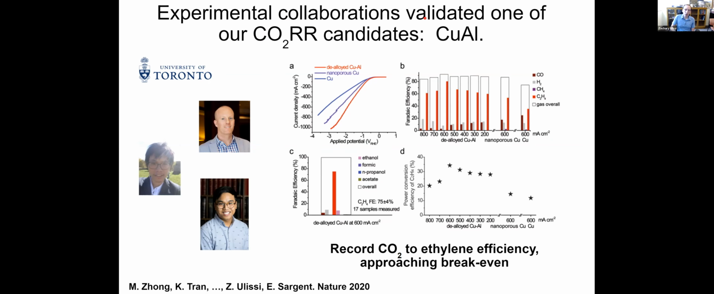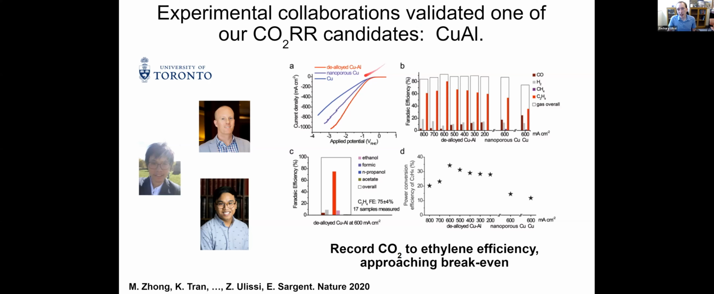Anyone who's done electrochemical experiments knows that it's not just enough to know the right composition. There's a ton of engineering that has to go into making it high surface area, tuning the structure, really making sure you understand the synthesis conditions and so on. Once we identified this copper aluminum material, his students took the extra time to really, really optimize this material and really dig into what the limitations were.